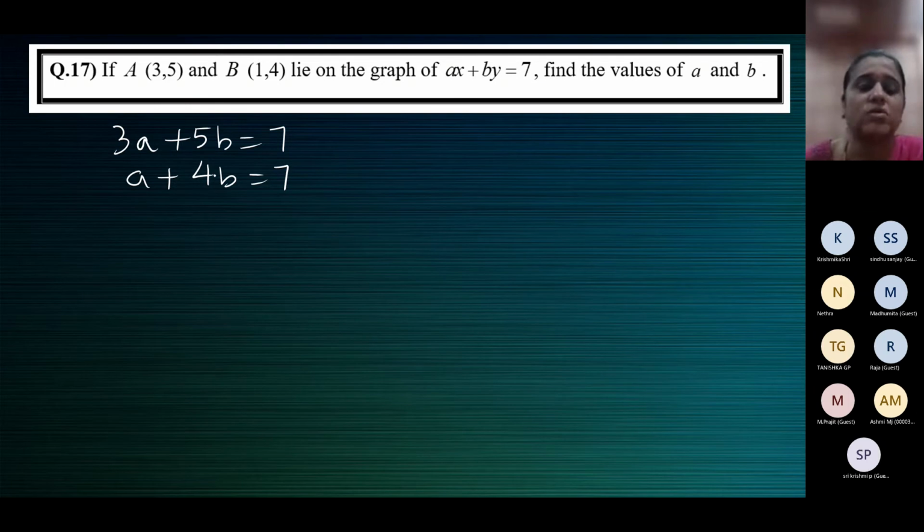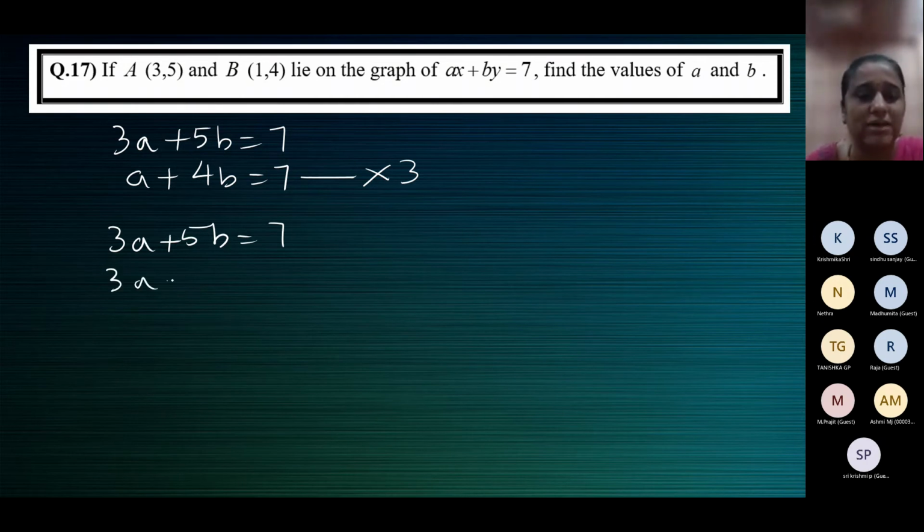They're not the same. So what we do, we'll multiply the second equation by 3 throughout. What happens now? The first equation is 3a plus 5b is equal to 7. The second equation, when you multiply it by 3 throughout, becomes 3a plus 12b is equal to 21.